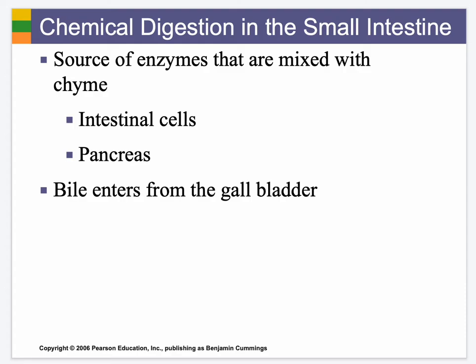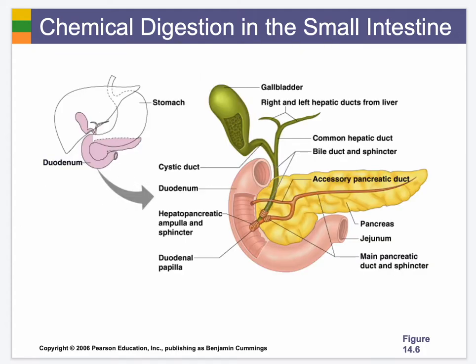So, in your small intestines, meron yung mga sources ng enzymes that are mixed na with the chyme. So, pinoproduce yun ng intestinal cells and pancreas. And of course, yung bile mo nag-enter from the gallbladder.